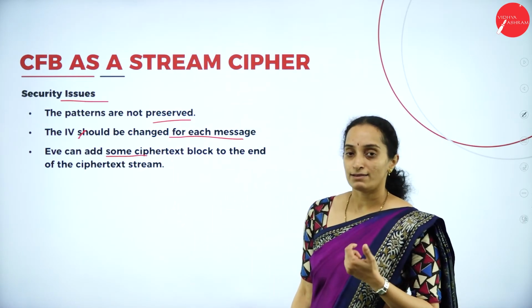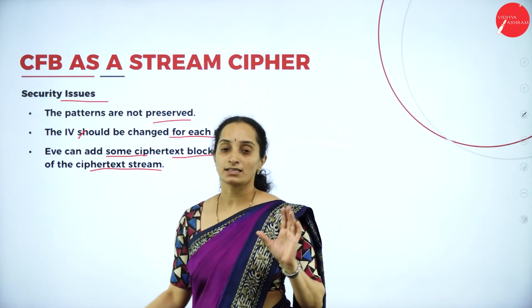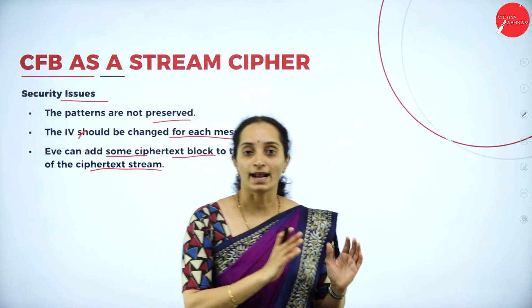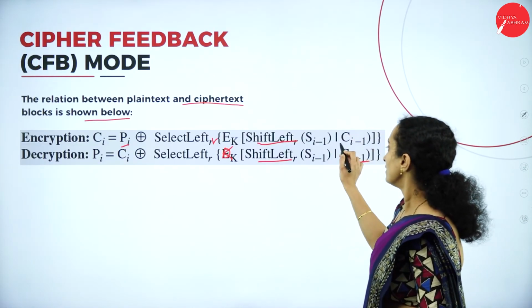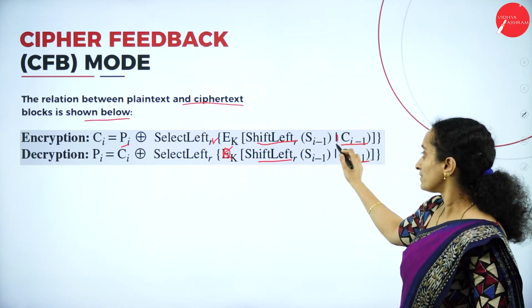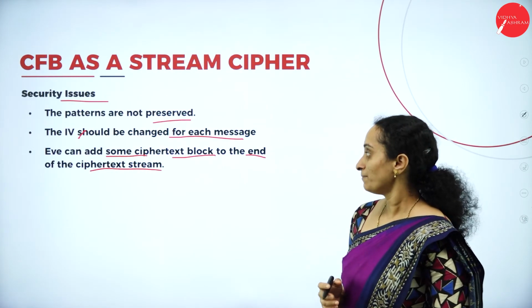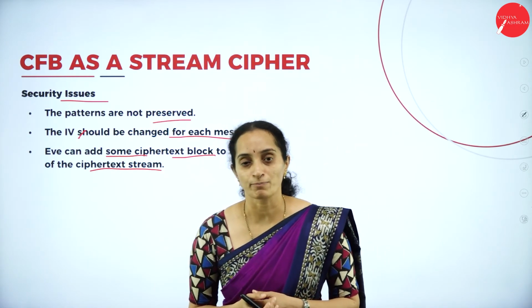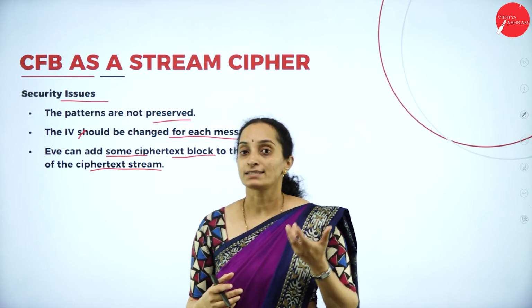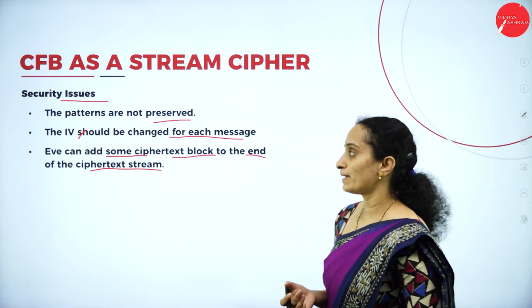The adversary, or the attacker Eve, can add an extra ciphertext block to the end of the ciphertext stream. It is easier to concatenate since we use the concatenation operation in encryption as well as decryption. If you look at how we use the CFB mode, you can observe that you are concatenating the ciphertext from the previous block. So you can easily add some ciphertext block concatenated with the previous one, which can change the format of the entire message, or can add some bogus information, viruses or unwanted programs to the message, which can corrupt the entire message before it is received by the receiver.